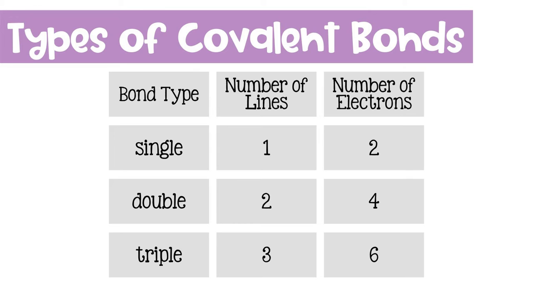So if you have one line, then that is made up of 2 electrons, one from each atom, and we call that a single bond. If you have 2 lines, you have 2 pairs of electrons being shared, or 4 electrons total. We call that a double bond. If you have 3 lines or 3 pairs shared, you have 6 electrons total to make a triple bond.